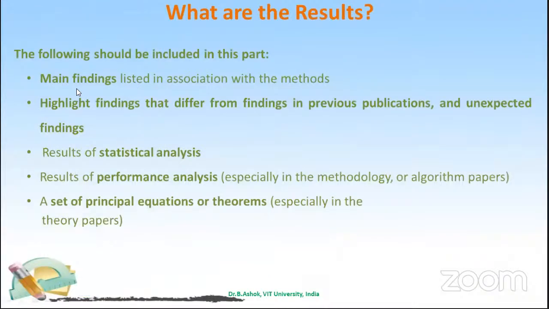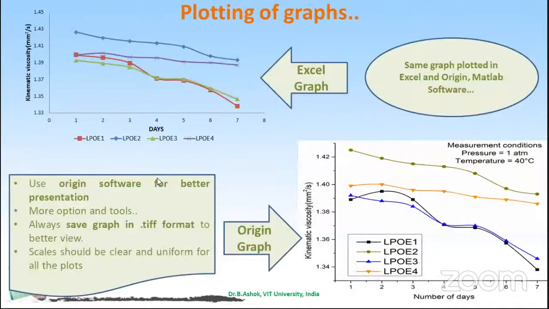So what are the results? The main findings listed in association with the methods. Highlight the findings that differ from other findings in previous publications, and unexpected findings. Statistical analysis, results of performance analysis, a set of principal equations or theorems. These are all the points that can be included in the results.